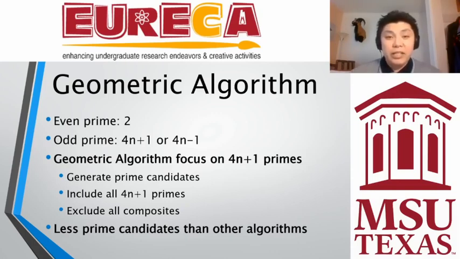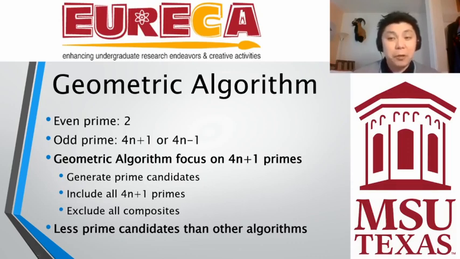For example, in the Sieve of Eratosthenes, I had to use 50 numbers, actually 49 numbers, for all primes less than 50. For the geometric algorithm, I'll only have to compose 7 right triangles for prime numbers less than 50. So that's very efficient.